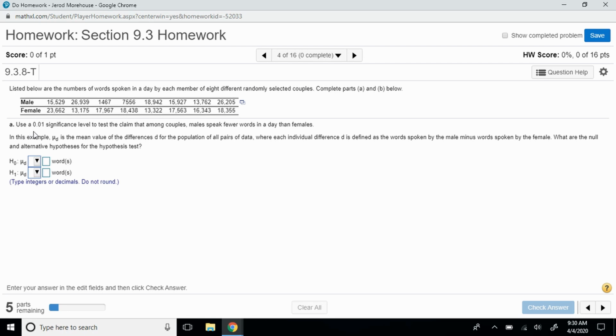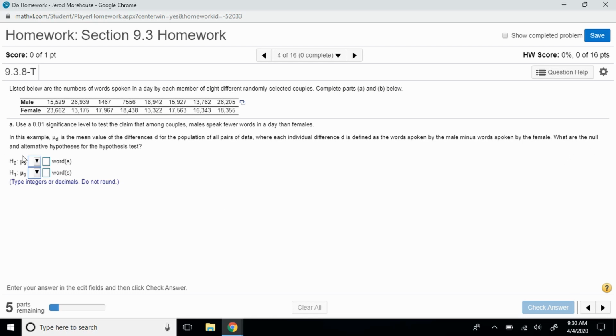They want us to use a 0.01 significance level to test the claim that among couples, males speak fewer words in a day than females. In this example, mu sub d is the mean value of the difference d for the population of all pairs of data, where each individual difference d is defined as the words spoken by the male minus the words spoken by the female. That's really nice. They tell us explicitly which way to subtract.